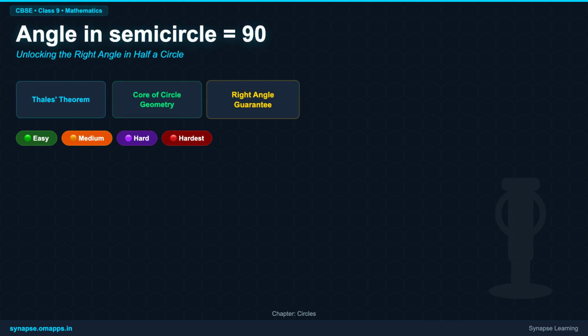Hello, young mathematicians. Welcome to another exciting journey into the world of circles. Today, we are diving deep into a fascinating property. The angle in a semicircle is 90 degrees.